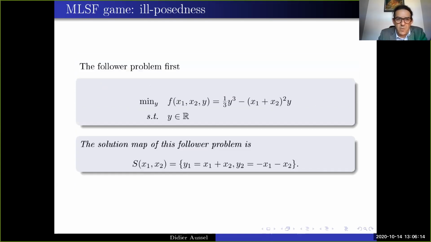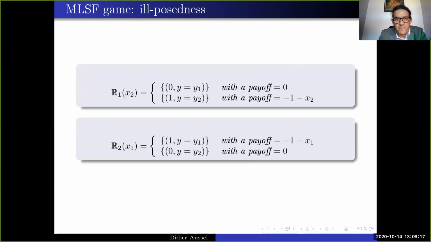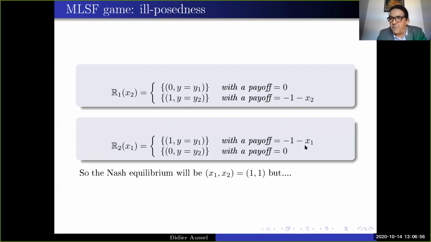So instead of writing those response functions, I should write actually this. That is, we have the couples 0 and y equal to y1, or 0 and 1 and y equal to y2, with a payoff of 0 in this case, and a strictly negative payoff in this case. And for the other player, we have 1 and y1, with a strictly negative payoff, and 0 and y2 with a 0 payoff. So looking at that, what is clear is that the Nash equilibrium will be 1-1, because then you have the guarantee of a negative payoff here and the guarantee of a negative payoff here. So that seems to be great.